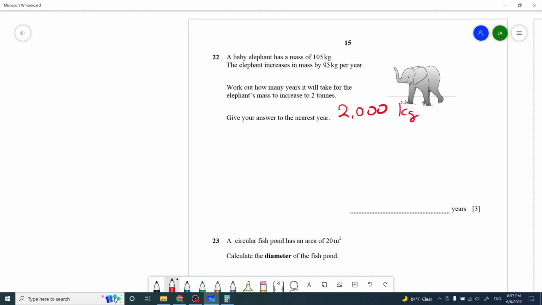And we're starting at 105. We know that each year is going to increase by 95. We're going to say 95 times however many years, and we want to figure out how many years we need to get to 2,000. So the way that we can do this is we just set up this linear equation and solve.